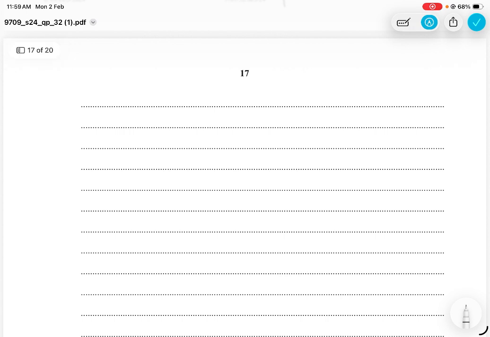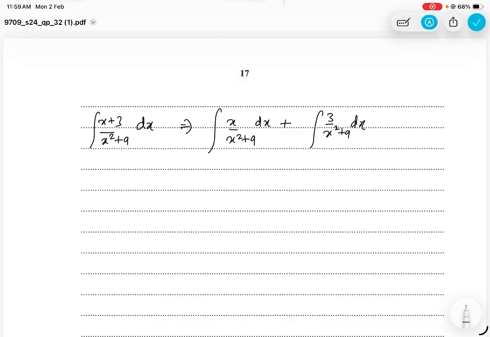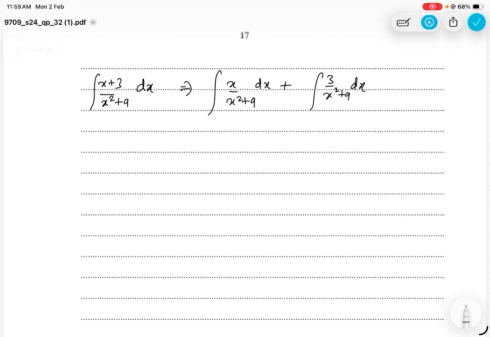Now, this is very important. This side is really important. So see, what do we have? We have x plus 3 upon x square plus 9 dx. The first step you will do is separate them. Okay? By separating them, we will have x upon x square plus 9 dx plus 3 upon x square plus 9 dx. Done? Now what we will do is, see, the differentiation of this function is 2x and we have x on the top. So I will multiply and divide by 2 again.